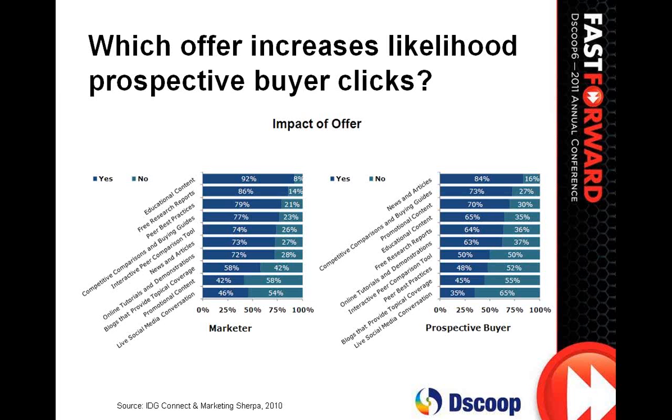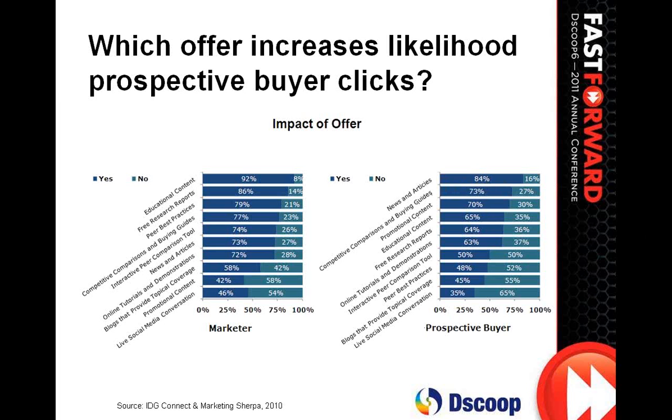And what they looked at is what type of offer would increase the likelihood that a prospective buyer clicks in an email. So this happened to be an offer that was made through email. So here on the right-hand side are a series of offers, and here is the likelihood that the prospective buyer would click on that offer.